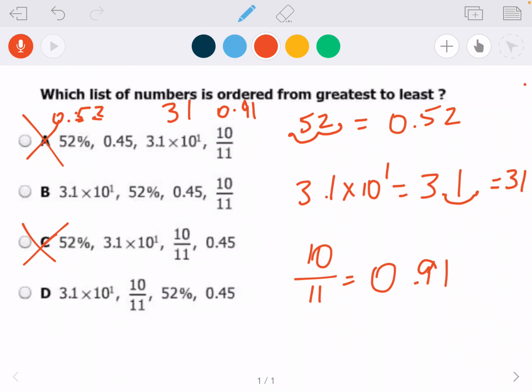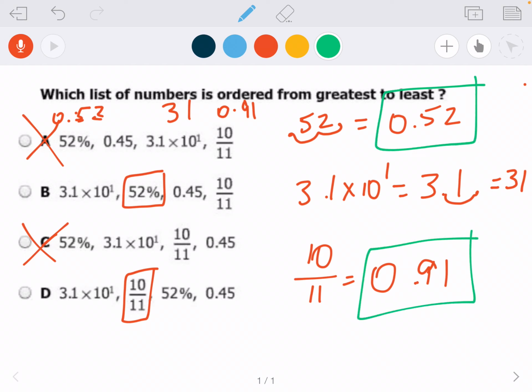Now the next thing to look at, if you look at the difference between B and D, D has 10 over 11 next, and B has 52% next. So if I'm comparing those two, 0.52 and 0.91, the 0.91 is bigger, so that should be what comes next after the scientific notation. So the answer here should be D. Greatest to least, so biggest to smallest. 10 over 11 is bigger than 52%, so it has to be D.